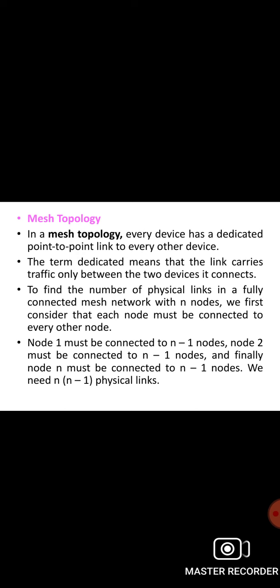However, if each physical link allows communication in both directions, we can divide the number of links by 2. In other words, we can say that in mesh topology, we need n(n-1)/2 duplex mode links. To accommodate that many links, every device on the network must have n-1 I/O ports to be connected to the other n-1 stations. And a mesh offers several advantages over other network topologies.